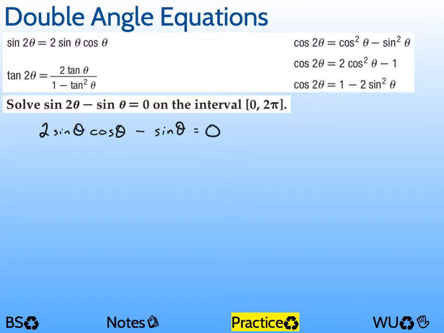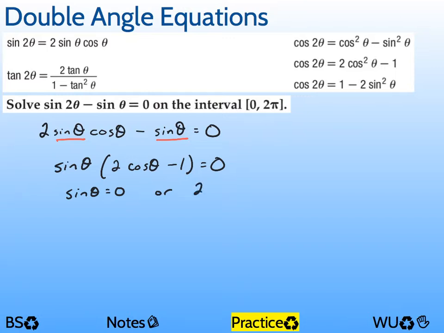Now, like we were doing before, we can factor. Because this has a sine theta in both terms, we can factor that out. So we'll have sine theta times 2 cosine theta minus 1. And that all equals 0. And just like we were doing before, that means that either sine theta equals 0 or 2 cosine theta minus 1 equals 0.